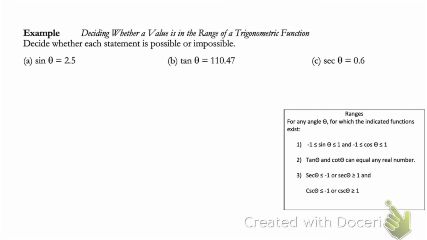Decide whether each statement is possible or impossible. So make sure you're looking at your ranges in your notes here. So problem A says that sine of theta is equal to 2.5. Since the range of sine is between -1 and 1, and 2.5 isn't in that range, then this is impossible. Problem B, we have tangent of theta equal to 110.47. Our range for tangent is any real number, so we're good here. Just a reminder, it's not a real number if there is an i involved. Imaginary numbers are not real.